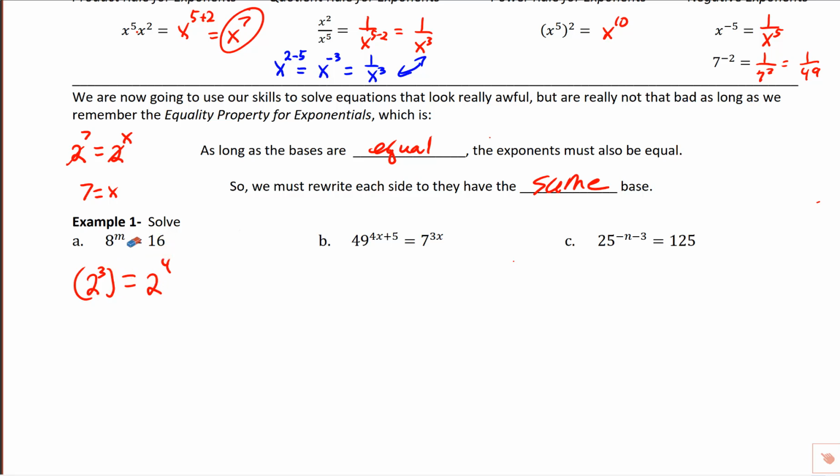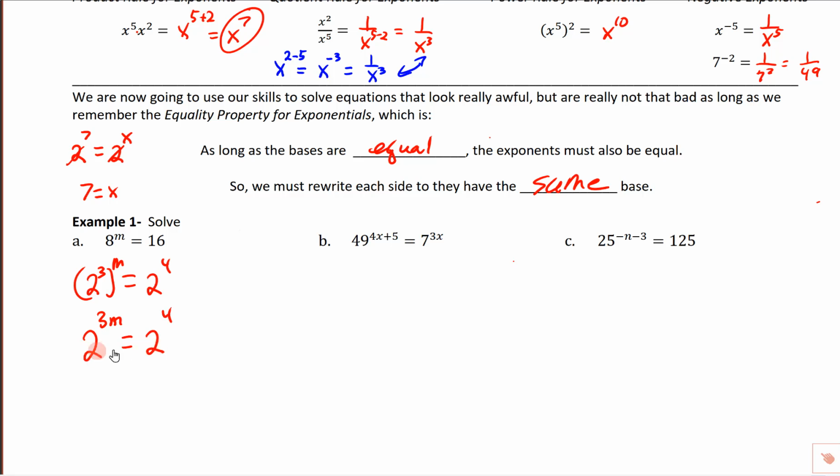But what I've got floating around here is this is still raised to the m power, mx, whatever the variable happens to be. So we're going to use this property right here, and we're going to use this a whole bunch. If I have a power raised to another power, I multiply those together. So this is 2 to the 3 times m. 2 to the 3m equals 2 to the fourth.